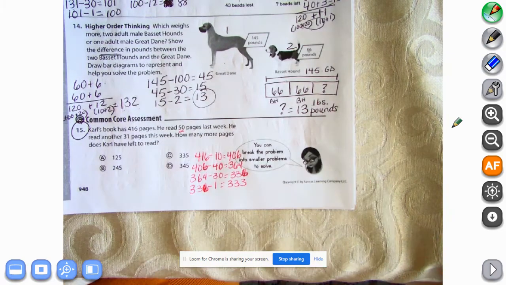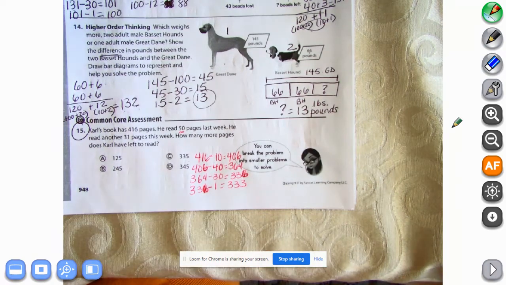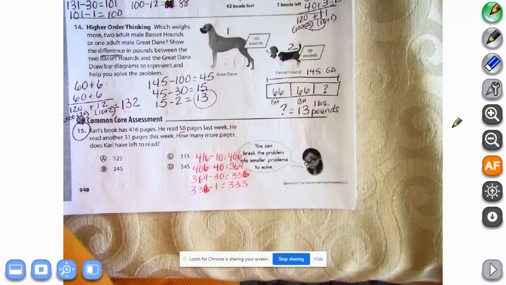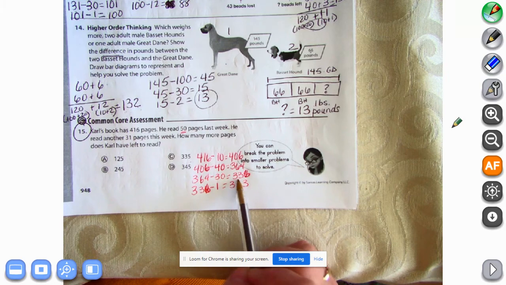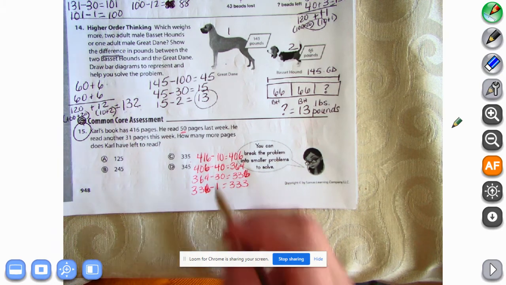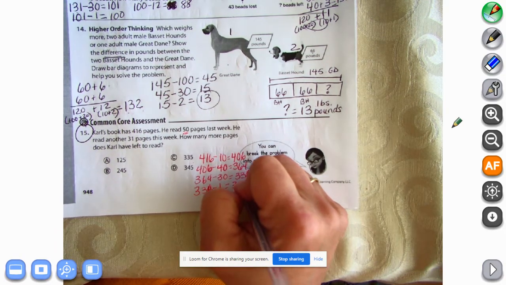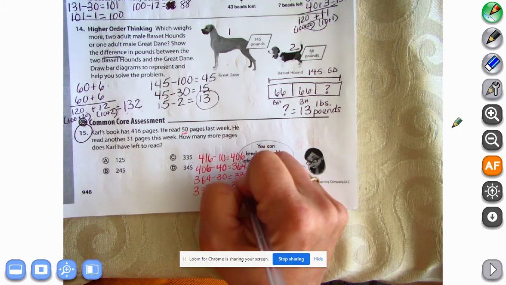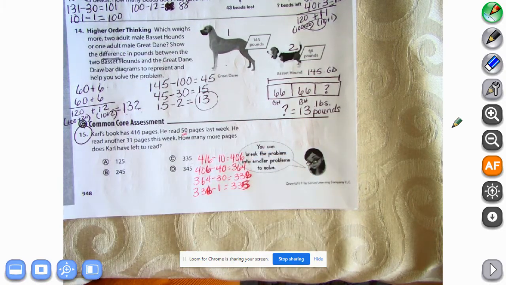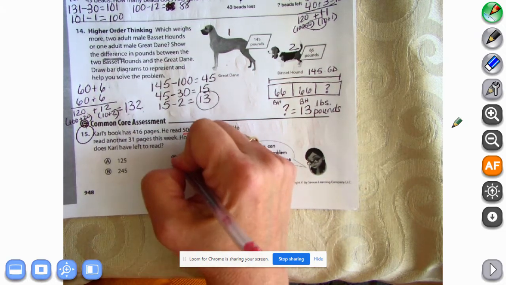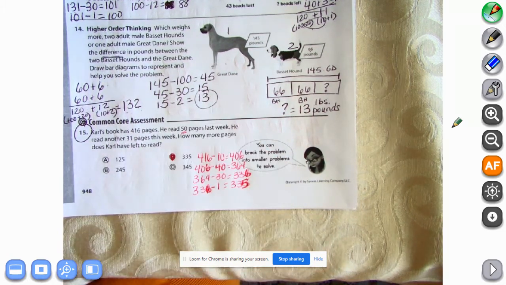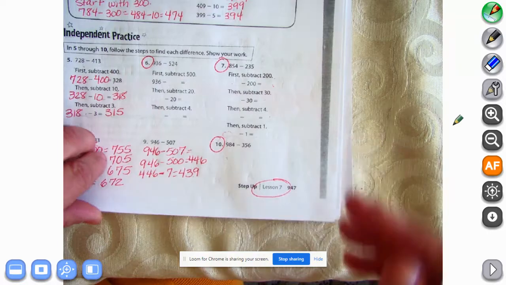And so while I was talking, I realized that I subtracted wrong. So that happens. We just talked about that. 364 minus 30 is going to be 336. 336 minus 1 is going to be 335. Okay, let's look up here. Do we have an answer for that choice? C. C is the answer for that choice. All right, good job. We're going to go ahead and get ready to start lesson 8.